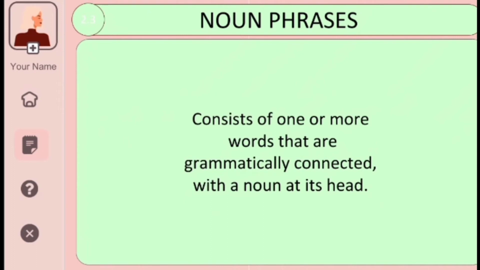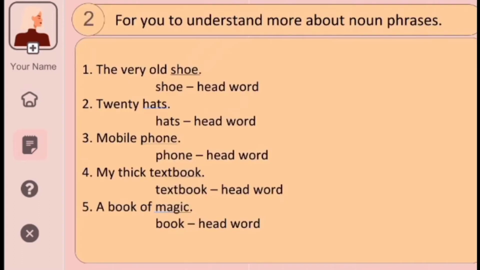First, we have to look very carefully at nouns and how to identify them and their different types. So a noun phrase consists of one or more words that are grammatically connected with a noun at its head. So for you to understand more about noun phrases, let me show different examples. The very old shoe. In this first noun phrase, shoe is the head word, and the other words pointing to the head word are the very old. It gives us information about the head word. Which shoe? The shoe that we had talked about earlier, the shoe that I'm pointing to.